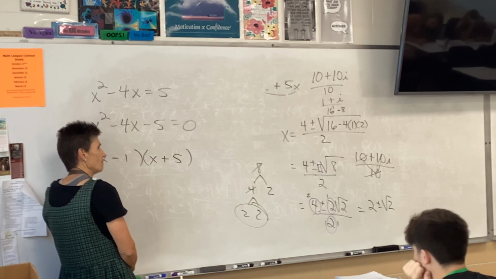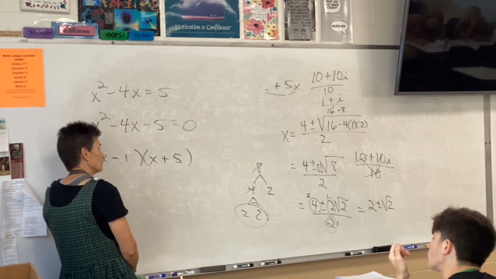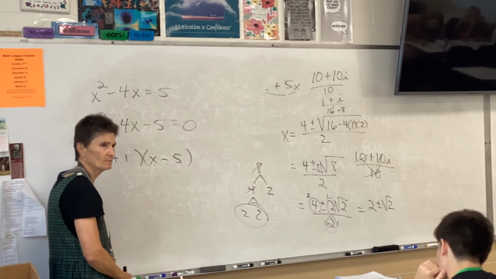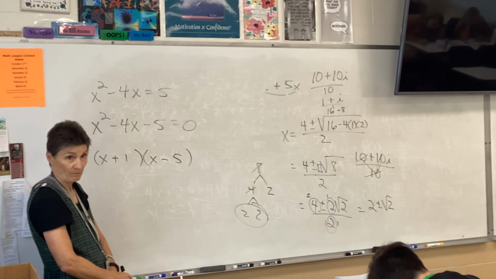Double check that. Don't I need a negative 4? So don't I need this one to be negative and that one to be positive? Negative 5 and positive 1.